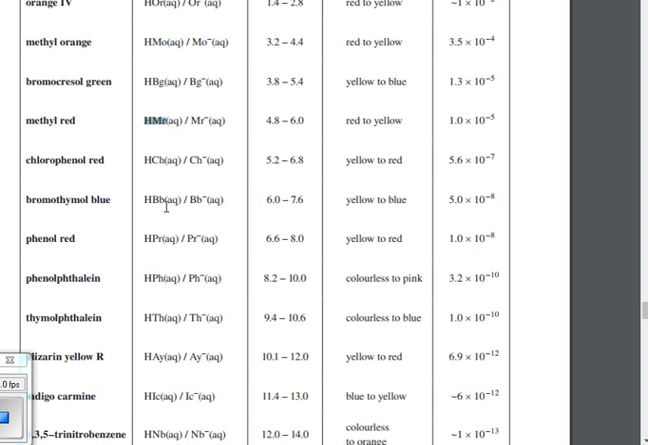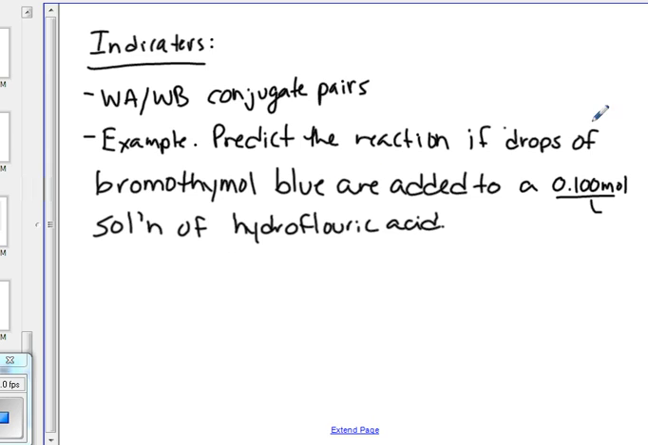This is not actually the chemical formula for these indicators. It's just a shorthand way of writing it because some of them have quite complex chemical formulas. But because they are a conjugate pair, we just show the difference being a single hydrogen between the two. And the question is asking, predict the reaction if drops of bromothymol blue are added to a 0.1 mole per liter solution of hydrofluoric acid.